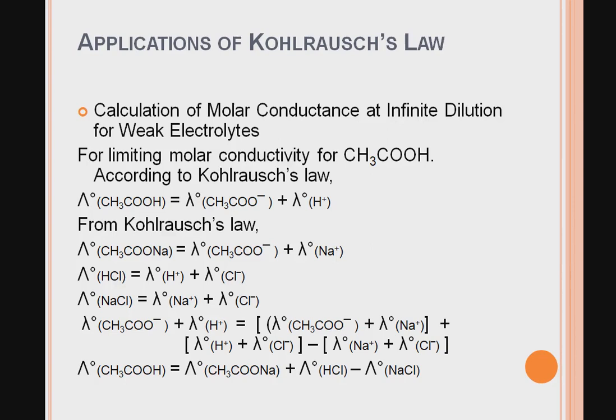If you take the sum total of the molar conductivities of sodium acetate and HCl, you will get the sum total of acetate ion, sodium ions, hydrogen ions and chloride ions. From this sum, if you subtract the molar conductivity of NaCl, then you can get the molar conductivity of ethanoic acid. Means by simply adding and subtracting the molar conductivities of different electrolytes, you can calculate the molar conductivity of any weak electrolyte.